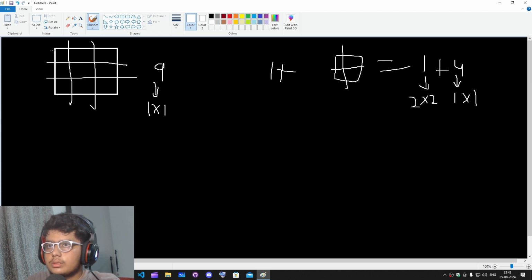2 into 2 means 2 centimeters from here to here, 2 centimeters from here to here. So this square is 2 into 2 form, this square is 2 into 2 form, this square is 2 into 2 form, this square is 2 into 2 form. So we got 4 squares that are in 2 into 2 form.